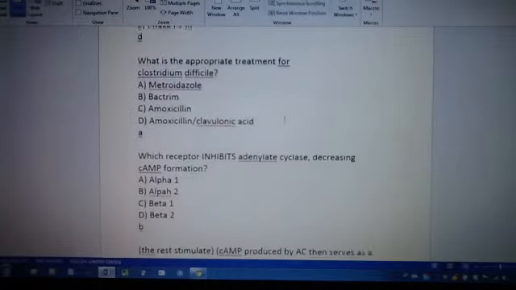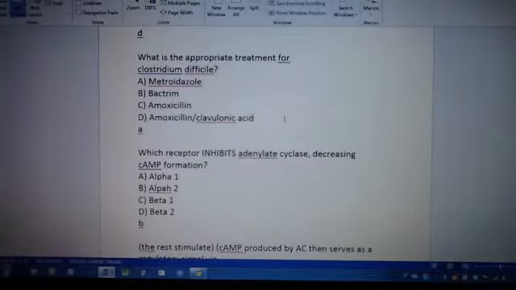Okay, what is the appropriate treatment for Clostridium difficile? Is it A, metronidazole? Oops, no spelling. B, Bactrim. C, amoxicillin. D, amoxicillin and/or clavulanic acid. The answer is A, metronidazole. Remember, metronidazole and C. diff.